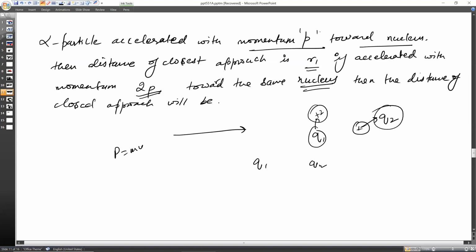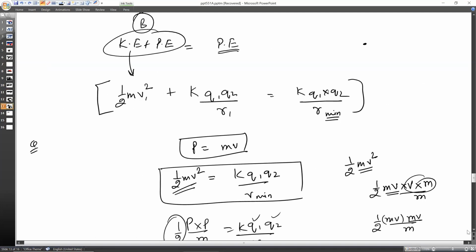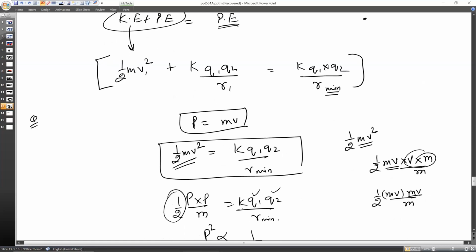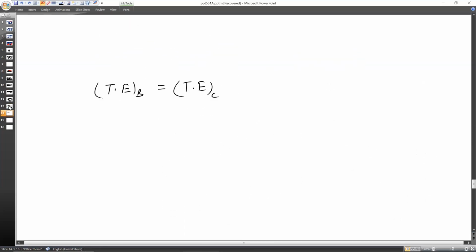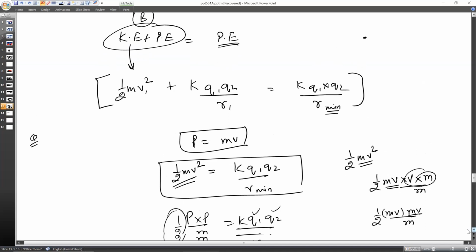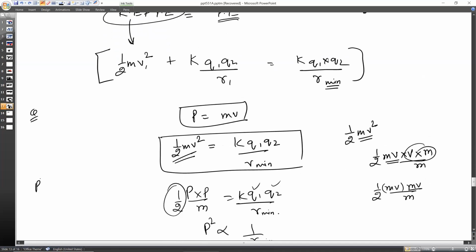So if I explain the same here, you can see the formula for the closest approach in terms of momentum: p square by 2m is equal to k q1 q2 by r minimum.